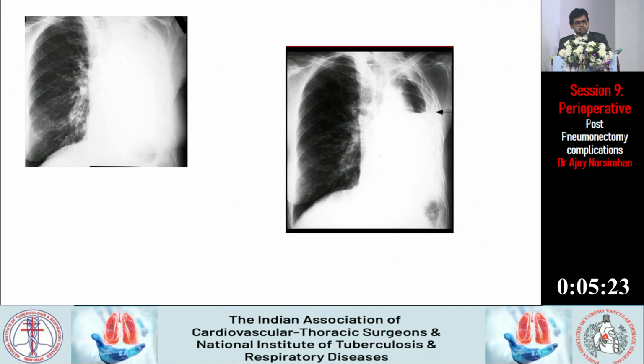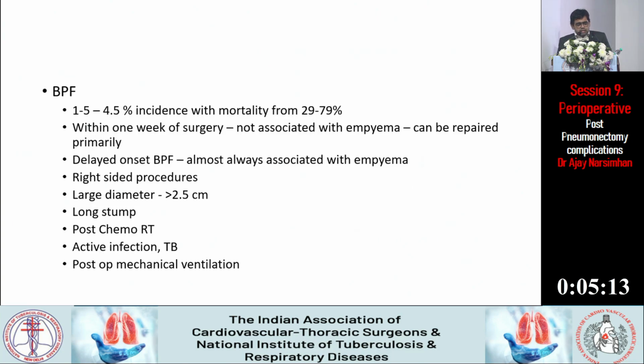There you can see a nice opacified left pneumonectomy space, suddenly complicated with an air fluid level. You should always think about post-pneumonectomy empyema associated with bronchopleural fistula. And empyema is always discussed along with BPF. There is a 1.5 to 4.5% incidence in the post-pneumonectomy, with mortality ranging from 29 to 79%. Within 1 week of surgery, it's generally not associated with empyema and can be repaired primarily, at least given an attempt, but not so in inflammatory lung disease, really bad cases.